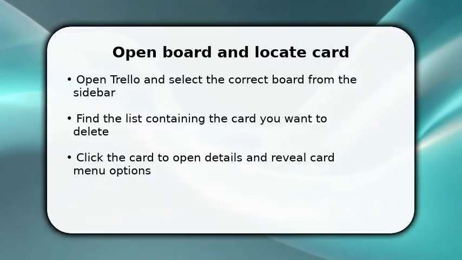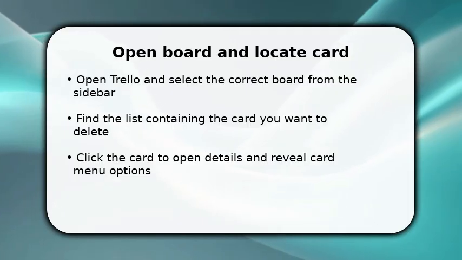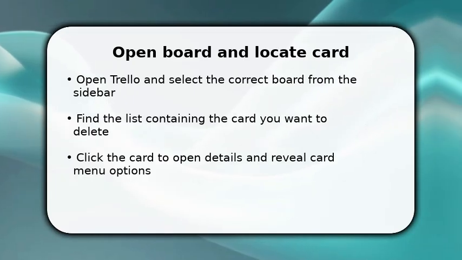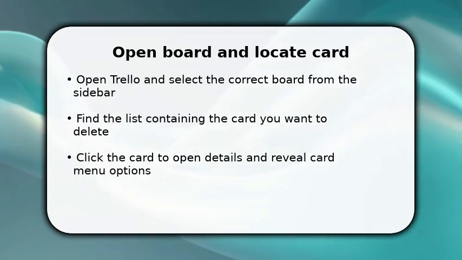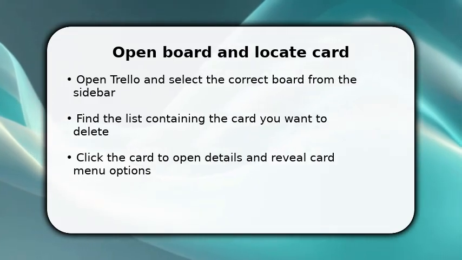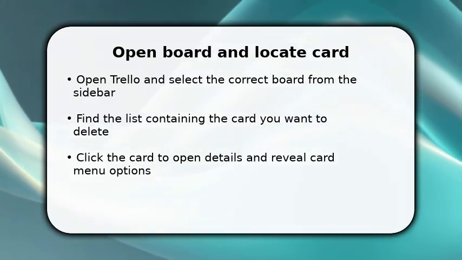You start by opening the exact Trello board and locating the card. This avoids deleting the wrong item. Click the list and then the card to open its detail pane. Once done, scan the right-hand side for the Card Actions menu. Make sure you can see Archive, Move, and Share.